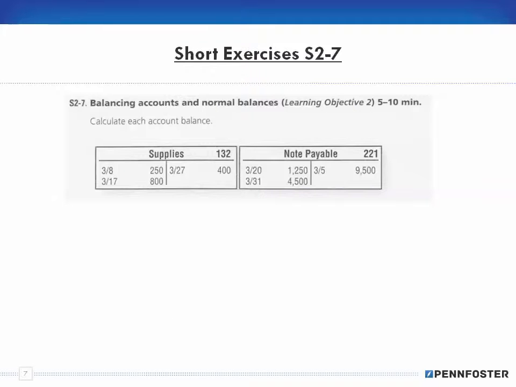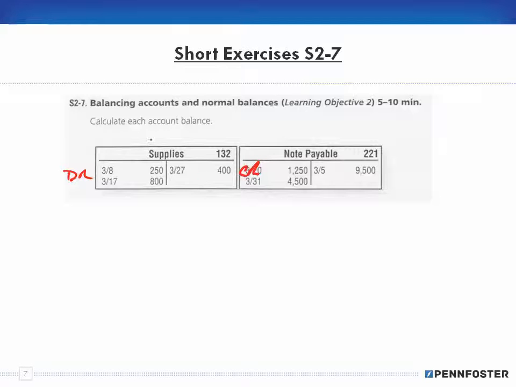So let's pick up where we left off at 2-7. It says here, calculate each account balance. Notice that we have T accounts here. In the theory videos, we had one video that discussed T accounts itself. Notice that these are great big T accounts. With the T account, what's on the left is a debit, and what's on the right is a credit.